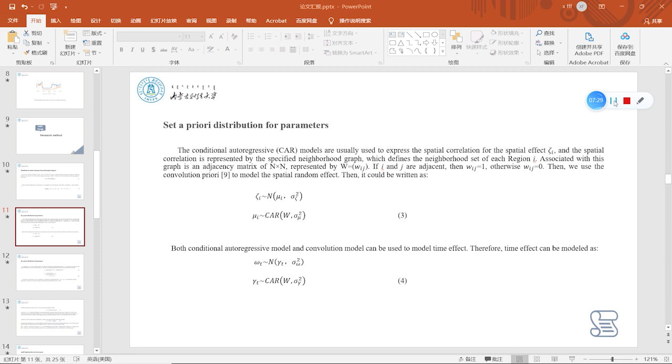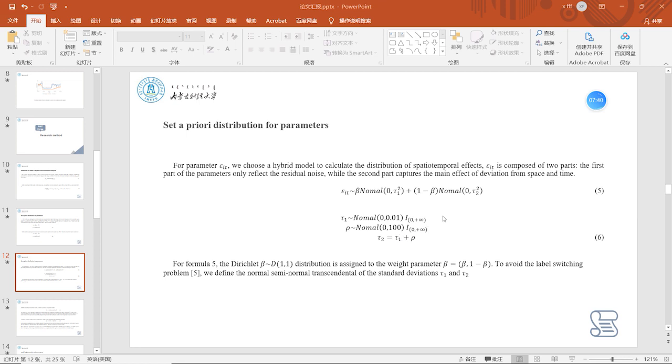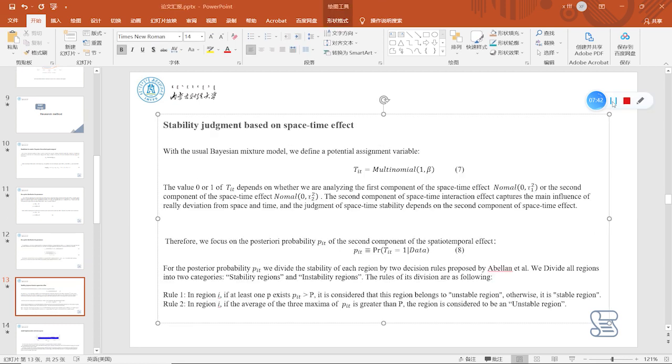And then we set a prior distribution for parameters like zeta_i, omega_t, and epsilon_it. Finally, we define a stability judgment based on the space-time effect.